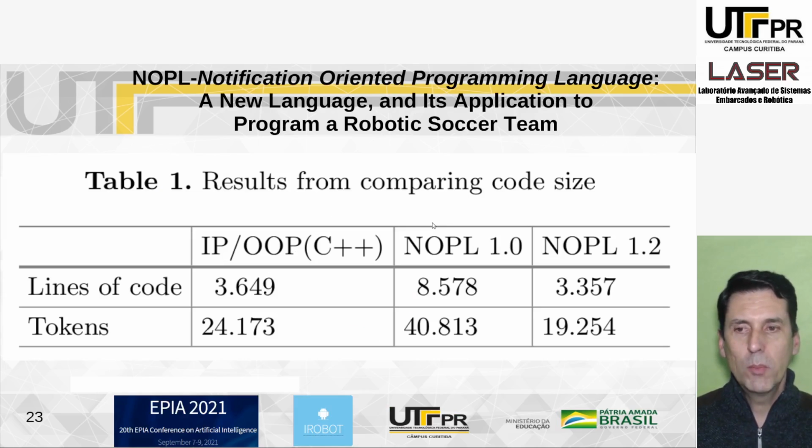Here are some results. We compare using lines of code and tokens. With NOPL 1.0, our source code had around 8,500 lines. With NOPL 1.2, it came down to 3,300 lines. With NOPL 1.0, we have over 40,000 tokens, and NOPL 1.2 only 19,200 tokens. That is more or less the same size as the C++ source code with 3,600 lines and 24,000 tokens. So with the same order of magnitude of source code, we can develop a system that behaves exactly like the original source code in C++.